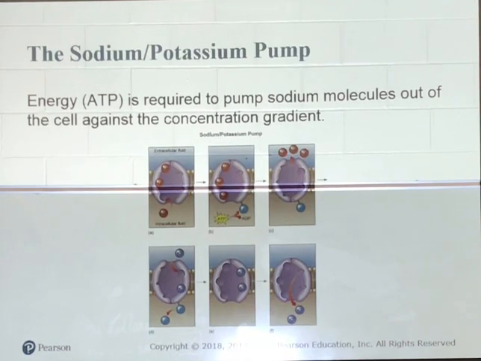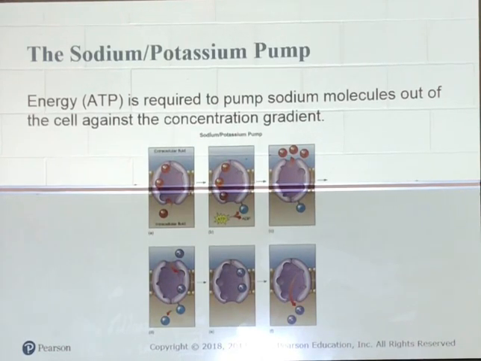Energy, which is ATP, is required to pump sodium molecules out of the cell against a concentration gradient. Potassium then moves in with the gradient to flow into the cell. Sodium and potassium are exchanged in a continuous cycle that is necessary for proper cell function. The cycle continues as long as the cell produces energy through aerobic metabolism.